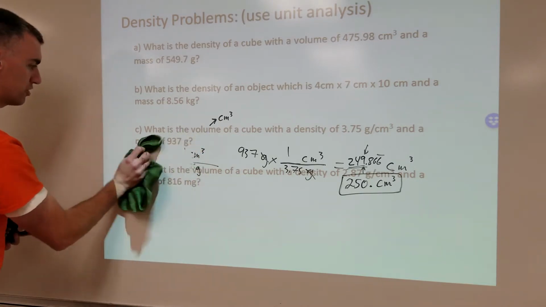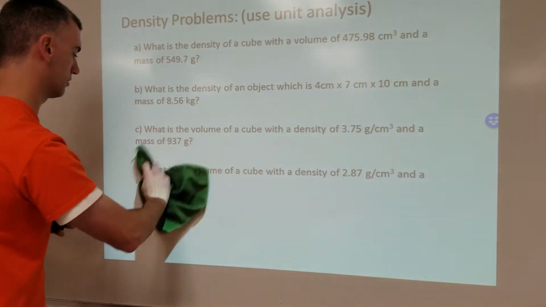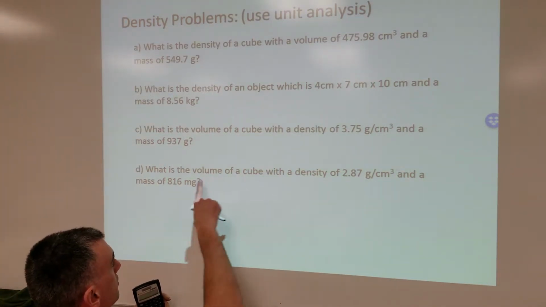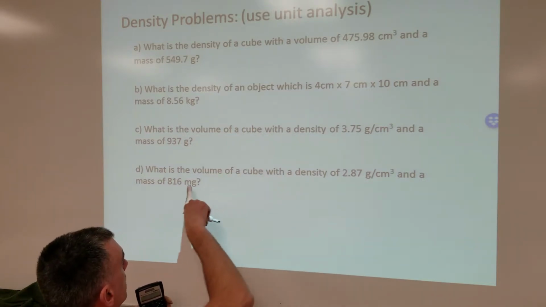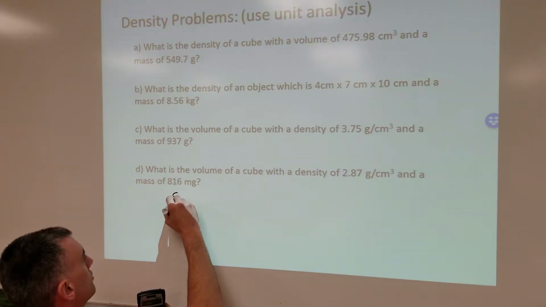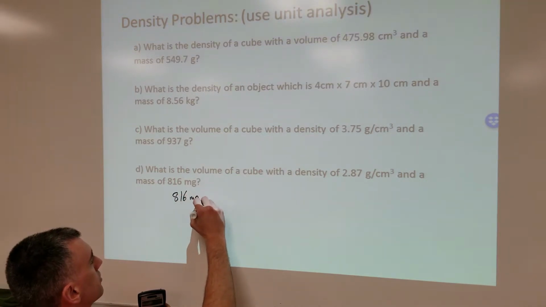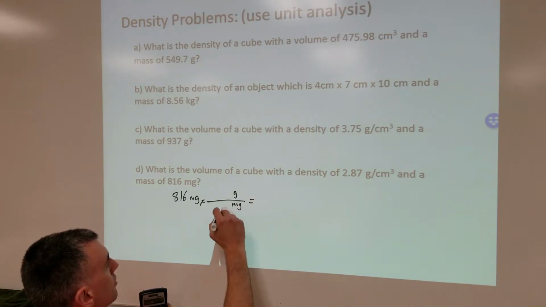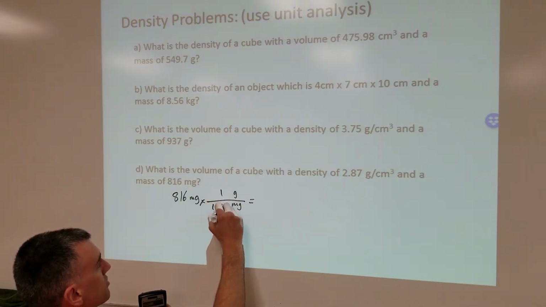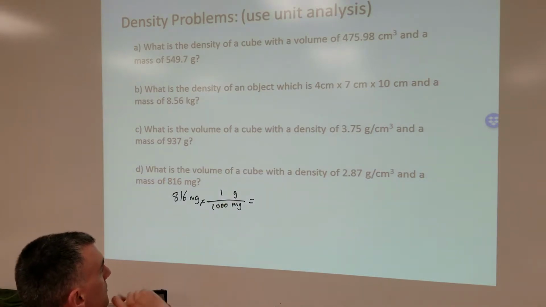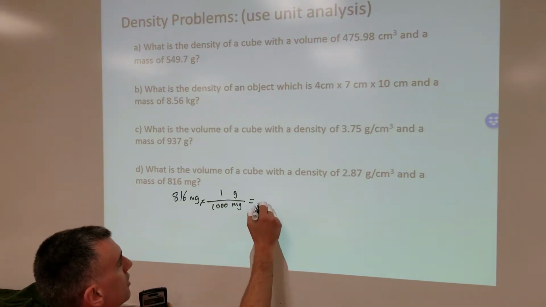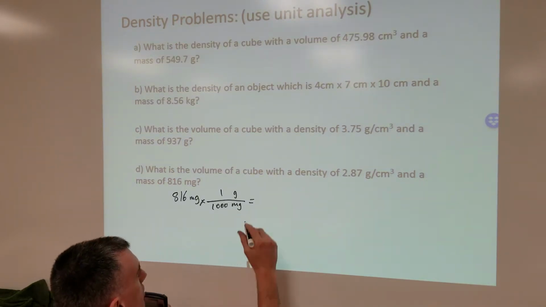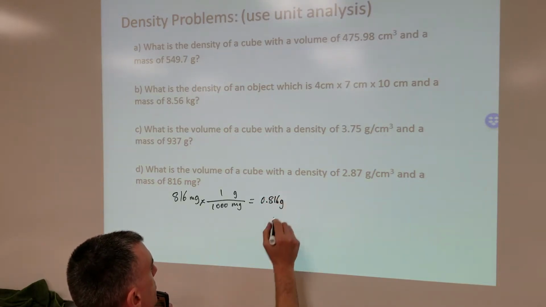If you look at another question, it works the exact same way. You need to take these and make sure they work. Now the thing is, look, grams, milligrams. Uh-oh. So you need to take 816 milligrams and convert it to grams. You look it up on the chart, 1 gram is 1,000 milligrams, because milli means 1/1000. So 1,000 goes next to the small number. And you do it on your calculator, 816 divided by 1,000 is 0.816 grams.